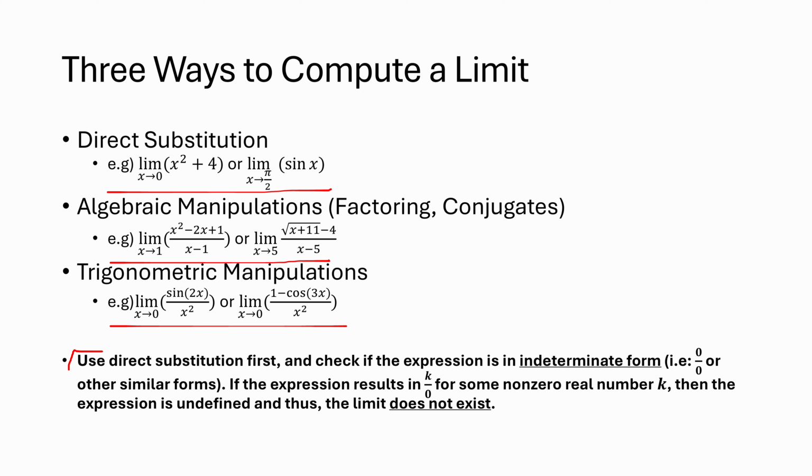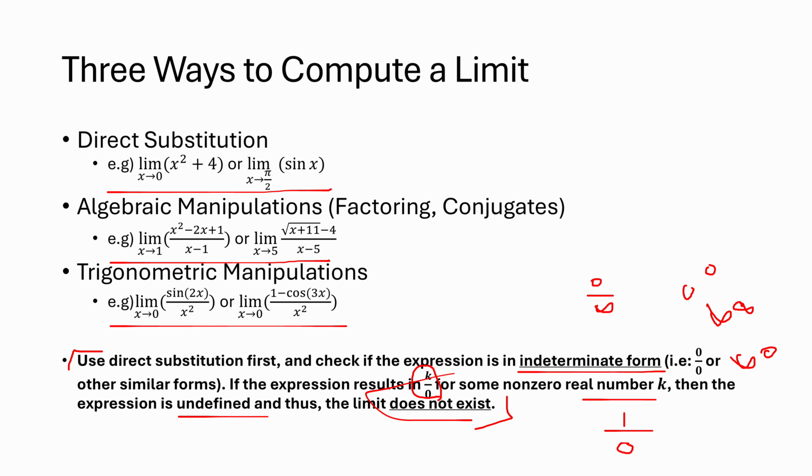One simple tip is to use direct substitution first, and check if the expression is in an indeterminate form, for example 0 over 0, or 0 over infinity, or 0 to the 0, or infinity to the infinity, or infinity to the 0, or other similar forms. If the expression results in k over 0 for some non-zero number k, so for example, if it reaches a value of 1 over 0, which we can't define, then the expression is undefined, and thus the limit will always not exist.